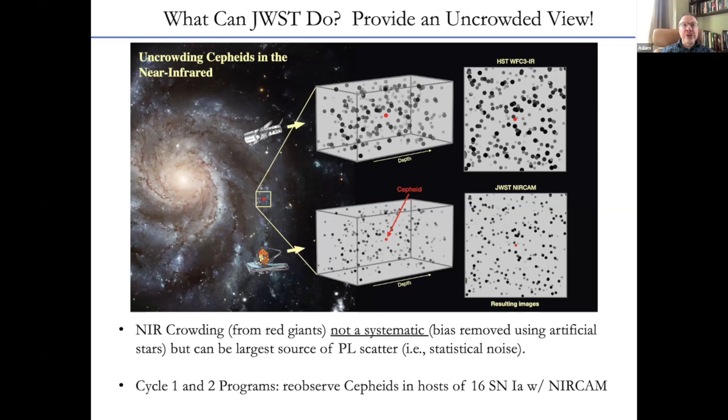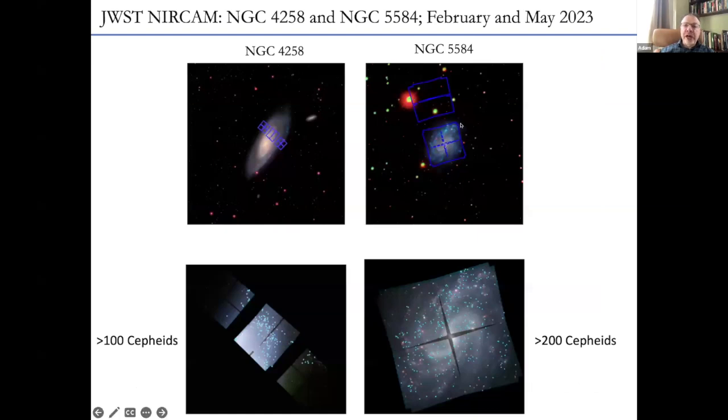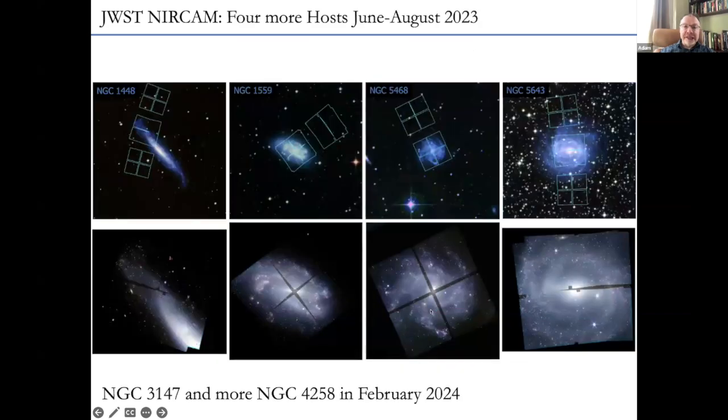And so by having the resolution of JWST, we can absolutely separate the Cepheids individually from the objects around them and reduce this noise. And so over cycles one and two, we have a program to reobserve the hosts of 16 type 1a supernovae, reobserve the Cepheids with NIRCam. And so we began this program in the beginning of last year with our first observations, first of NGC 4258, which is the first step on the distance ladder because there's a geometric distance to it. And then here showing NGC 5584 and showing you the location of known Cepheids in these galaxies. And then from this past summer, four more galaxies, NGC 1448, 1559, 5468, 5643. And just this last week, NGC 3147 and more observations of NGC 4258. So we're definitely rolling along at this point.